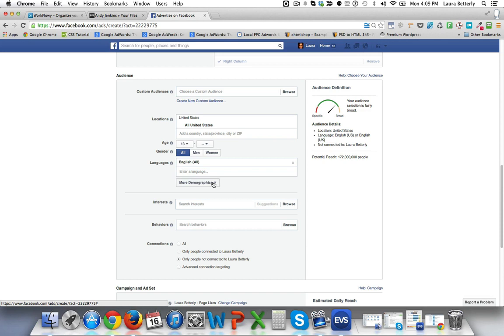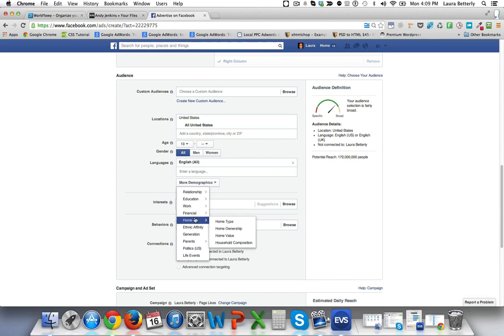Now we have more demographics here, like their relationship status, education level, employers, job titles, industries, financial, meaning income or net worth. You think that might be important? Home, the type of home they have, and if they own a home. Ethnic affinity, that means if they were talking about somebody who's Caucasian or black or otherwise. So we could take a look at that.